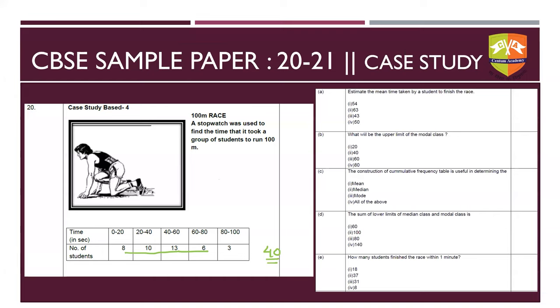So 8 into 10 is 80. Then 10 into 30, then 13 into 50, and then 6 into 70, and then 3 into 90, divided by 40. Could you do this, or did you have some other shortcut method? You have to do this only, right? So 800 plus 300, 1100. 1100 plus 650, so 1750. Then 1750 plus 420 plus 270.